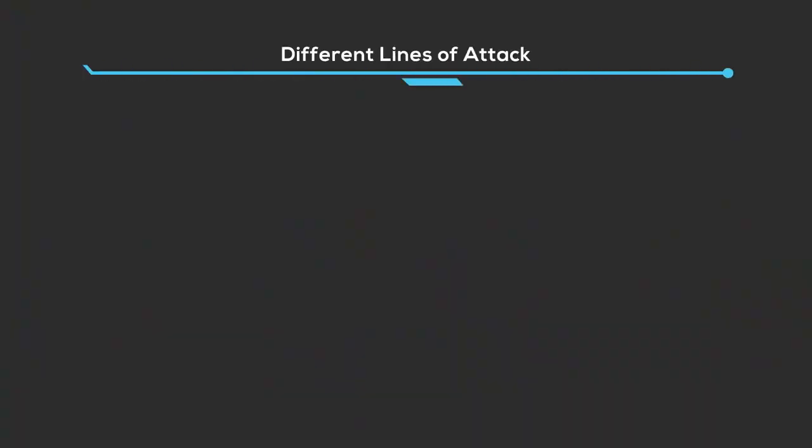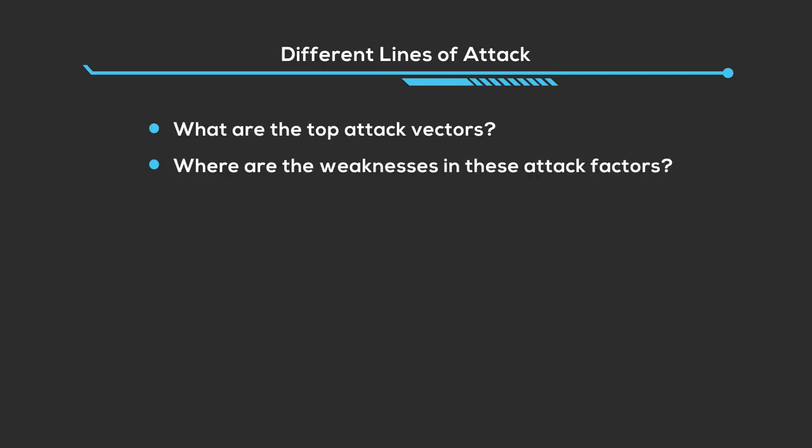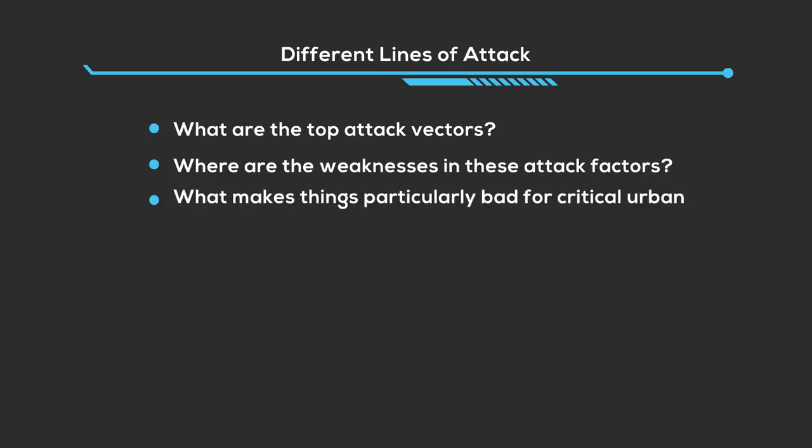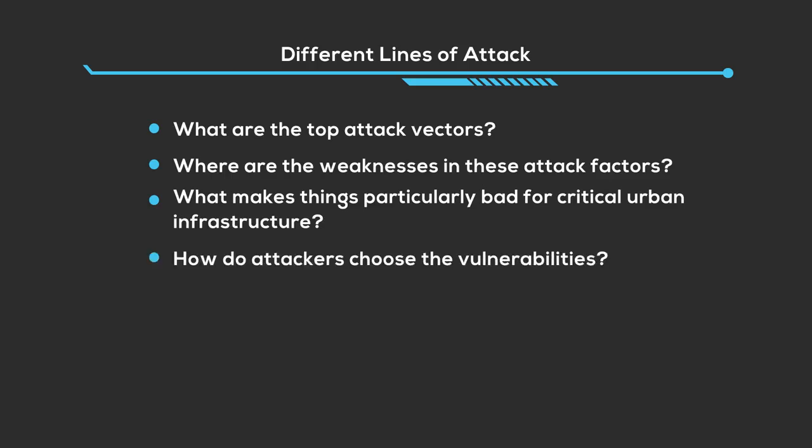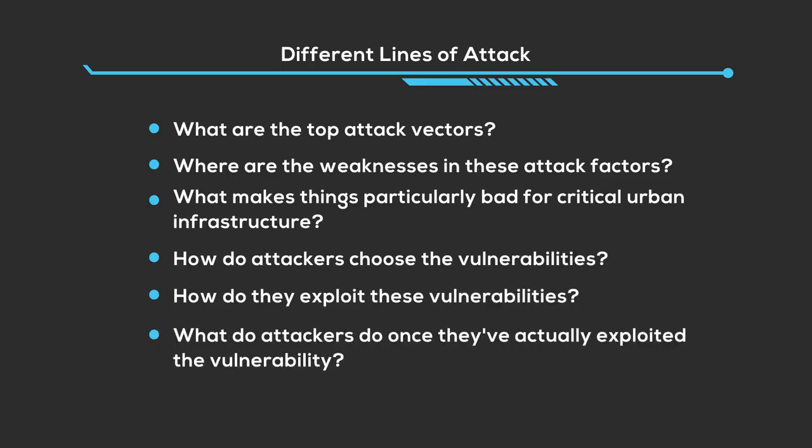Today, what I'm here to talk to you a little bit about is the different lines of attack for critical urban infrastructure. And specifically what we're going to cover is what are the top attack vectors? Where are the weaknesses in these attack vectors? What makes things particularly bad for critical urban infrastructure? How do attackers choose the vulnerabilities? How do they exploit these vulnerabilities? And what do attackers do once they've actually exploited the vulnerability? So to start, what are the top attack vectors?